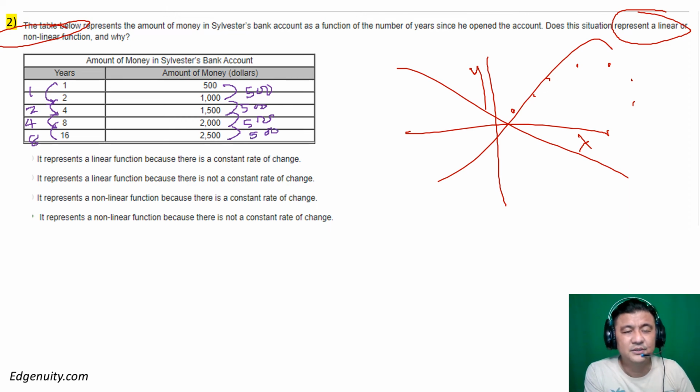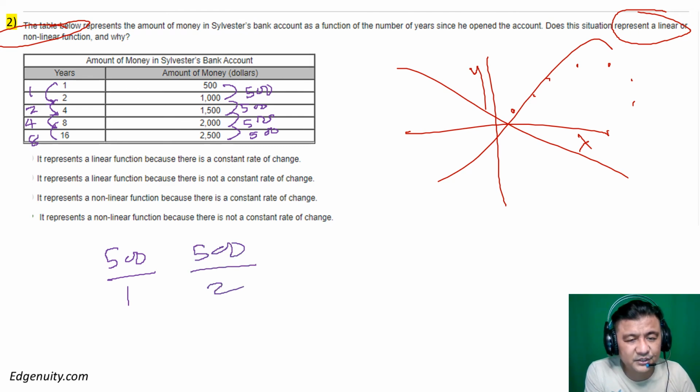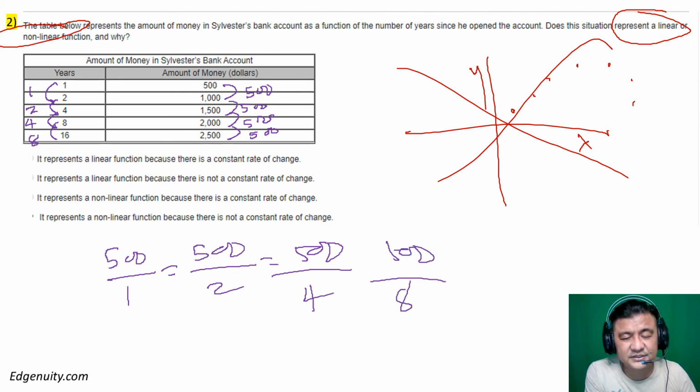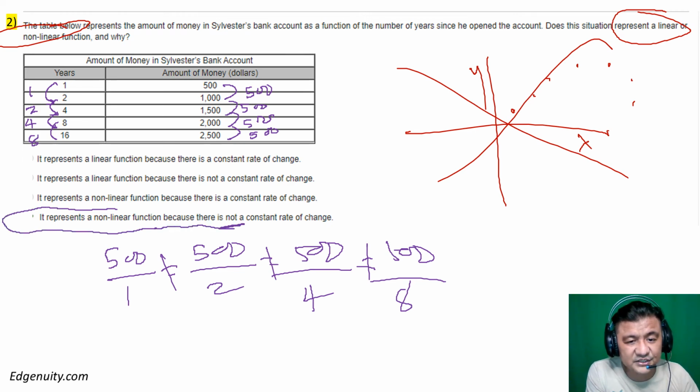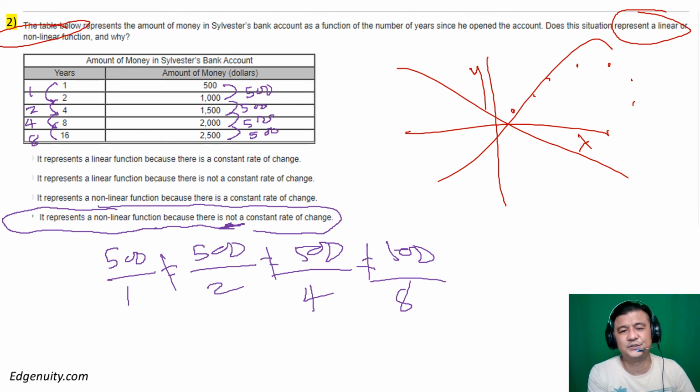Okay? So look at it. You can already see. Is it consistently the same? 500 for the first change of time, 500 for 2 years, 500 for 4 years, 500 for 8 years. Are they a constant rate of change? Are they equal? No, they're not. Therefore, it represents a nonlinear function because there is not a constant rate of change.